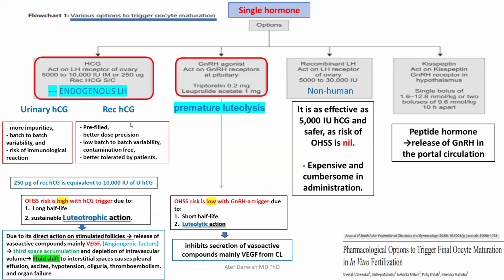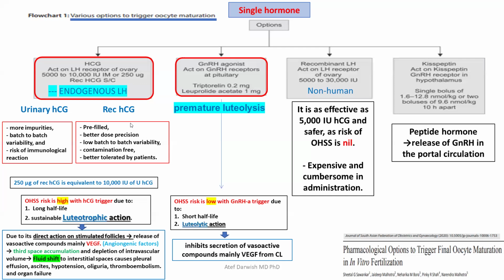On the other hand, we can use GnRH agonist as a trigger for the final oocyte maturation, and this has a short half-life, but it leads to a luteolytic effect. So the HCG has a luteotrophic effect, and this has a luteolytic effect. This short half-life is good regarding avoidance of excessive and prolonged stimulation of follicles, avoiding ovarian hyperstimulation, but it's not good because the life span is short, so the corpus luteum will be subjected to luteolysis earlier than if we give HCG.